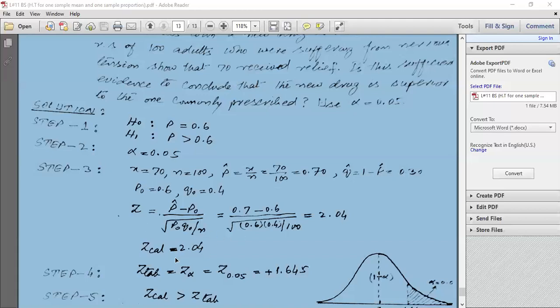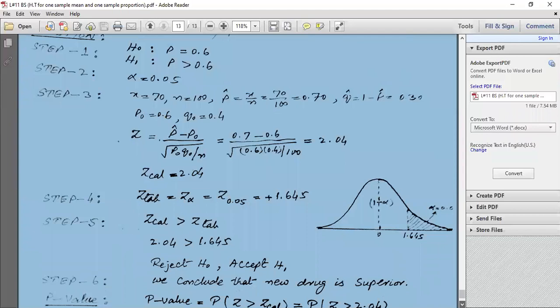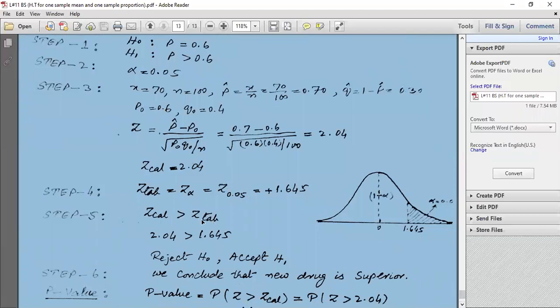So when we put all these values with the help of the Z table, for Z alpha 0.05, it is 1.645. It means in step number 5, the Z calculated value is greater than the Z tabulated value, because 2.04 is greater than this. So it means reject H0. When Z calculated is greater, it means reject H0 and accept H1. It means the alternate hypothesis should be accepted. Now the conclusion is, we conclude that the new drug is superior.